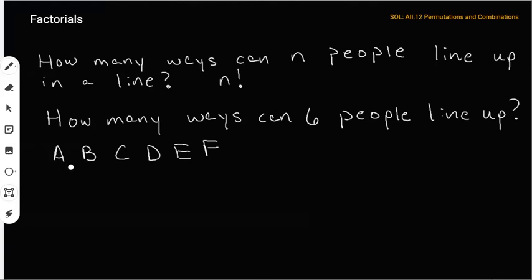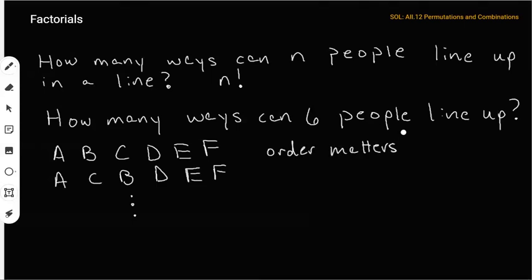Another way is maybe C comes before B. So we could do it this way. And we can keep on finding new ways to line up the six people. But order does matter here. So order does matter. So how can we solve this? We're going to be using six factorial.